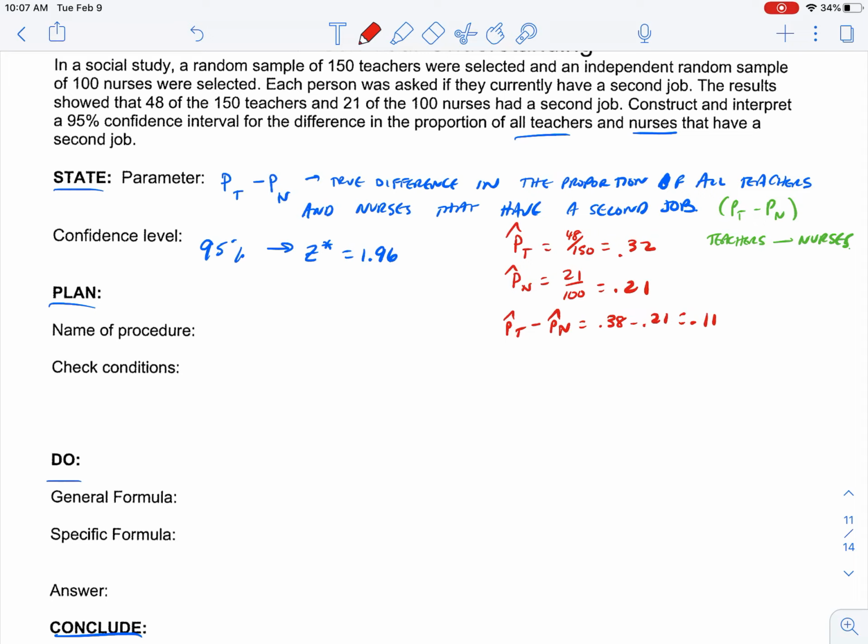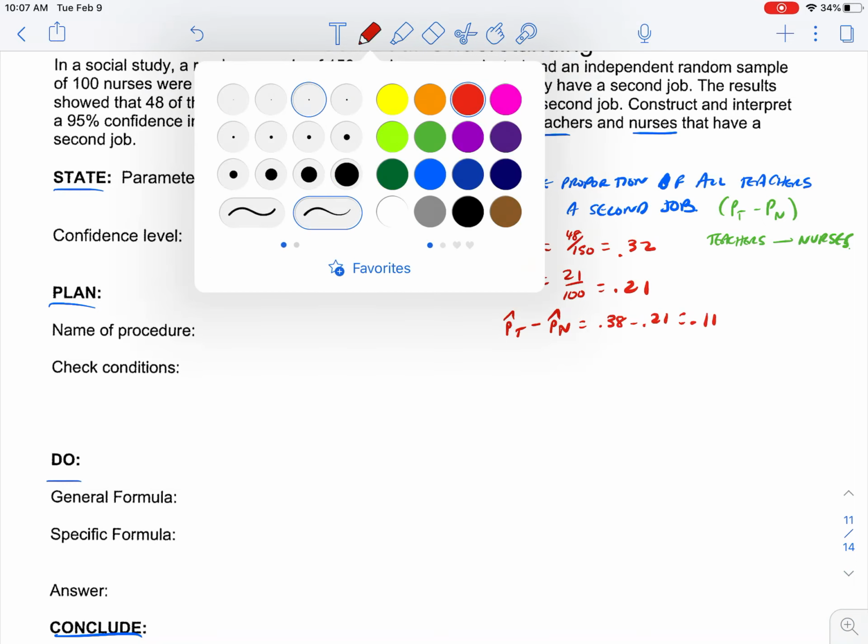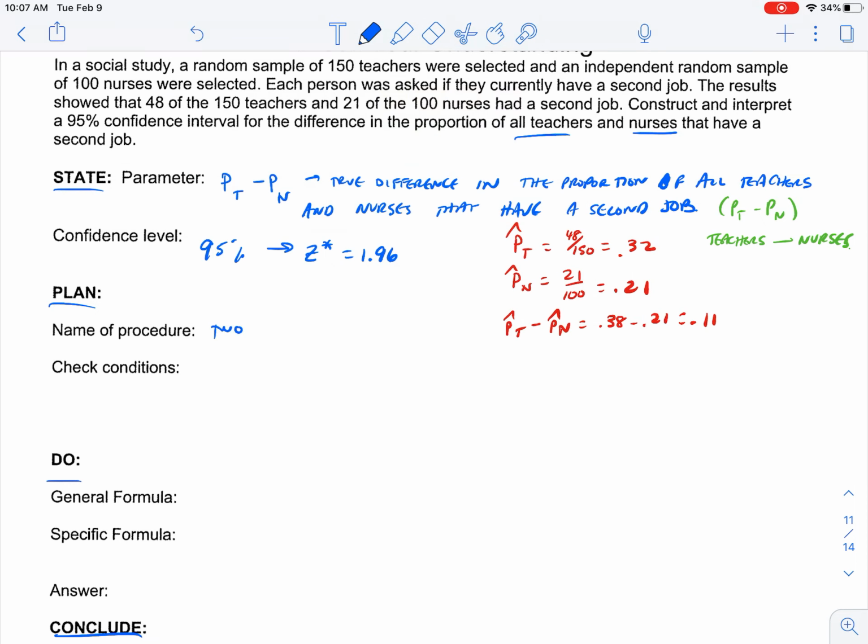What we're trying to figure out is, what do I do with that? If that's my sample difference, what is my overall difference in my populations? So my plan is to do a 2-sample Z interval for P sub t minus P sub n.